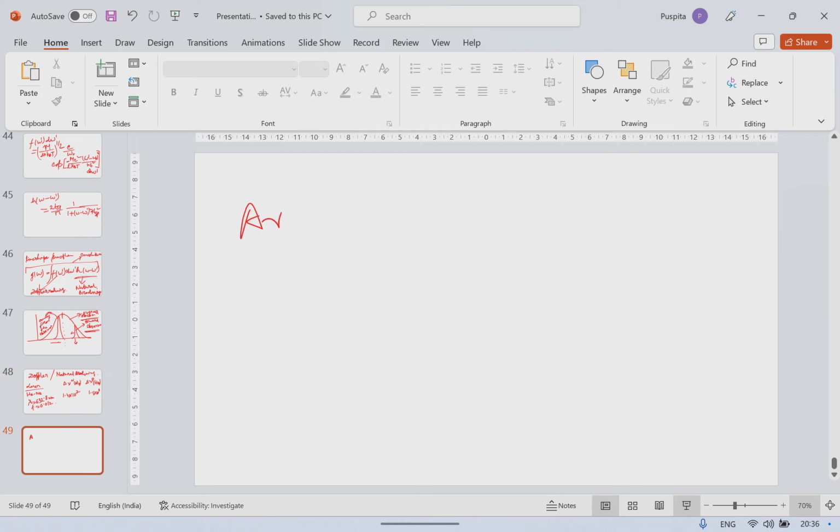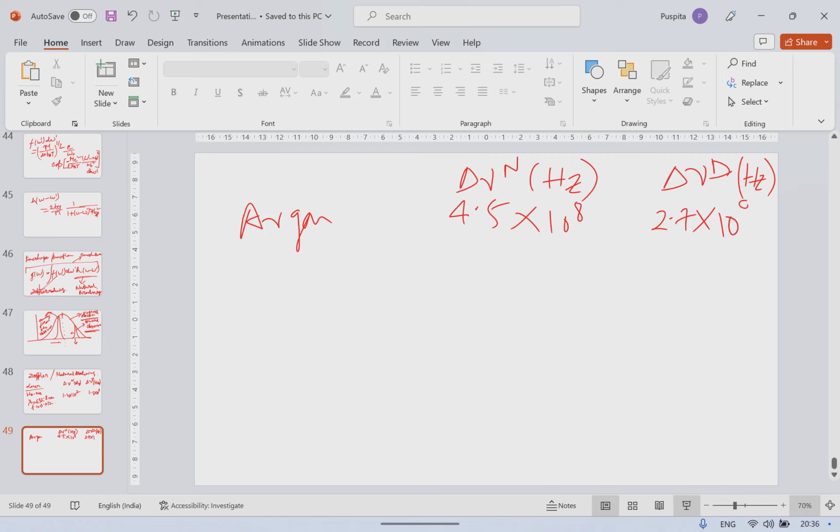For argon laser, again, all the values are in hertz. Okay, this value is 4.5 into 10 to the power 8. This value is 2.7 into 10 to the power 9. This is cadmium. Okay, this lambda for argon is 488 nanometer. This is for cadmium. Actually, cadmium laser is using helium cadmium laser.